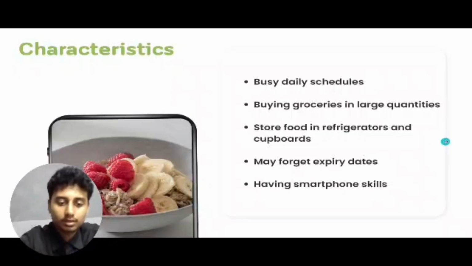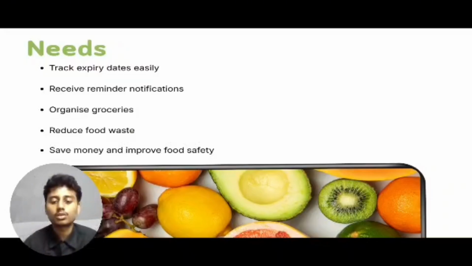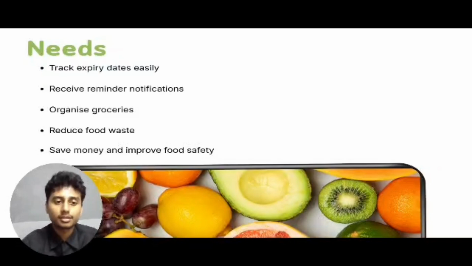So, needs. Our users need an easy way to keep track of food expiry dates without checking every item manually. They also need a reminder notification before food expires, so they can consume it while it is still safe. Our application helps users organize their groceries, reduce food waste, save money, and improve food safety.